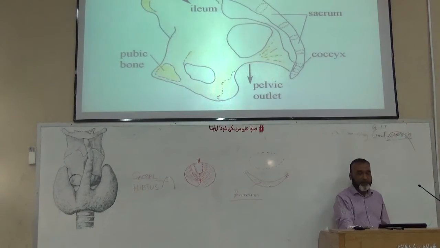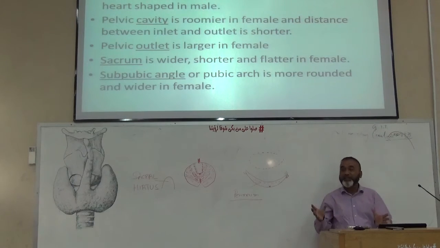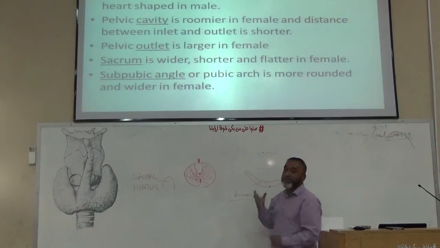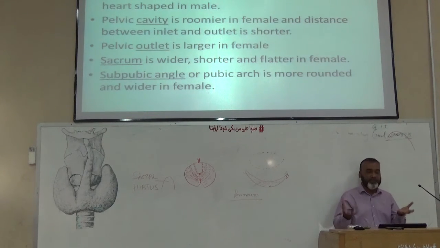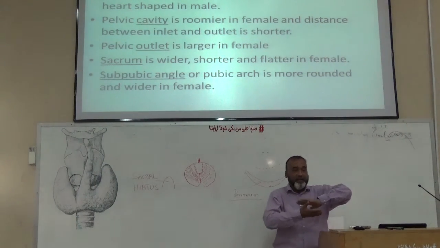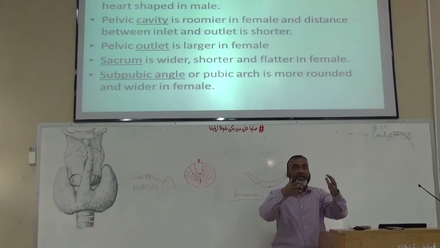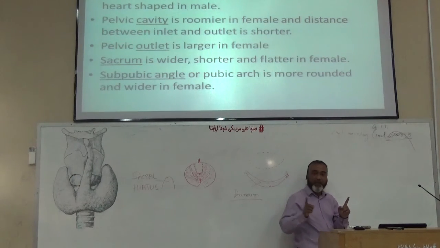This shows the pelvic inlet and the outlet. Now sex differences, I already told you what the sex differences are in male and female. The inlet is nearly the same in both, having wide space, but it is more oval in case of female as compared to the male. The pelvic cavity, as I told you, is roomier, that is, it has more space in the female as compared to the male.